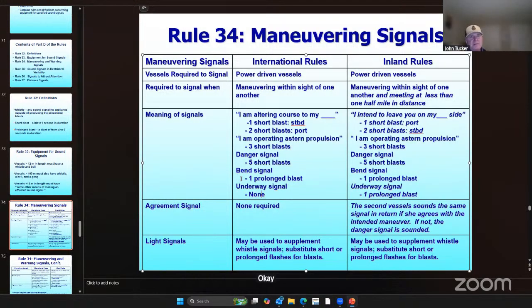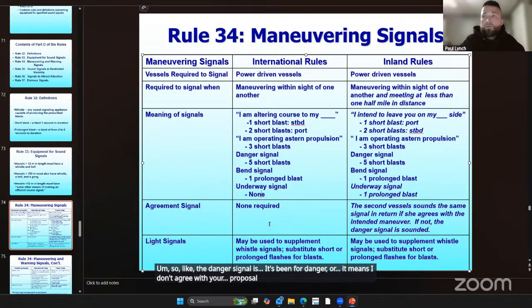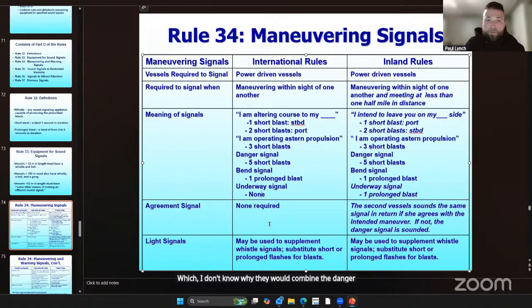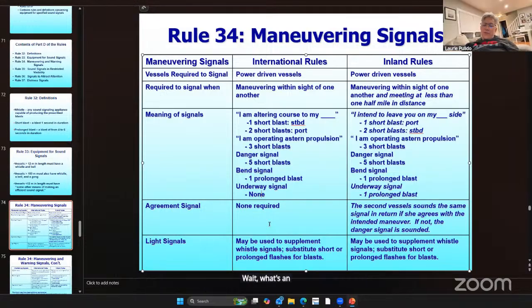Okay. So the danger signal is meant for danger, or it means I don't agree with your proposal or I don't understand your intentions, which I don't know why they would combine into those three categories, because danger means danger. But wait, what's an example of danger?